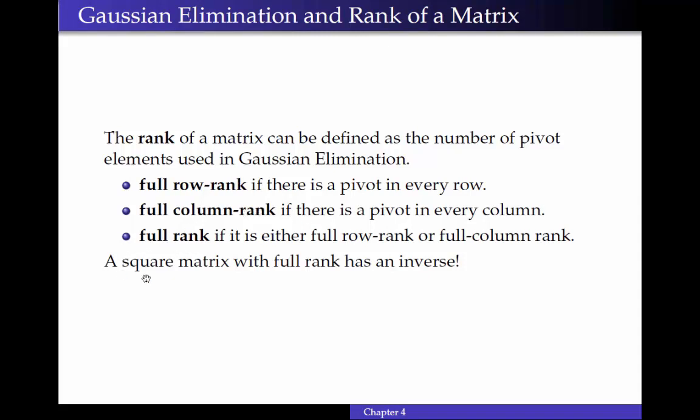And so if that matrix is square, then it has an inverse, because a square matrix with full rank has an inverse. So another way to say this is that a square matrix with a pivot in every row has an inverse.